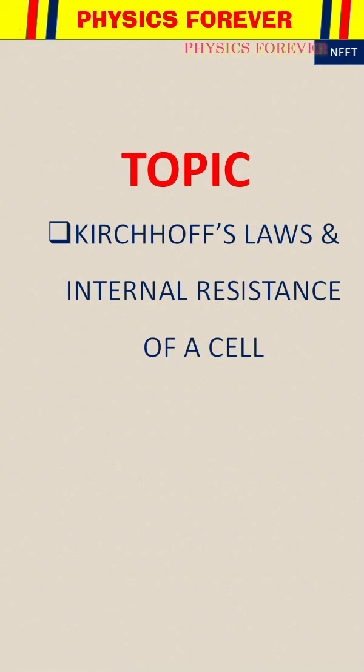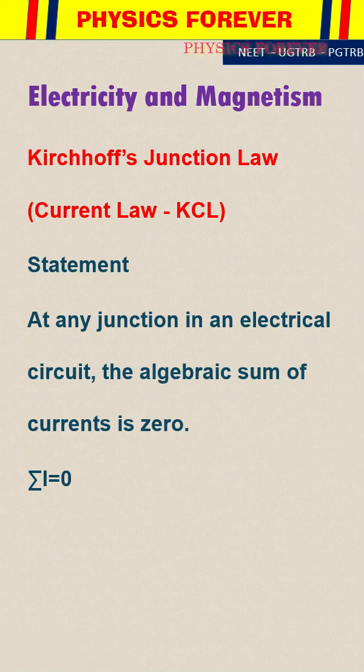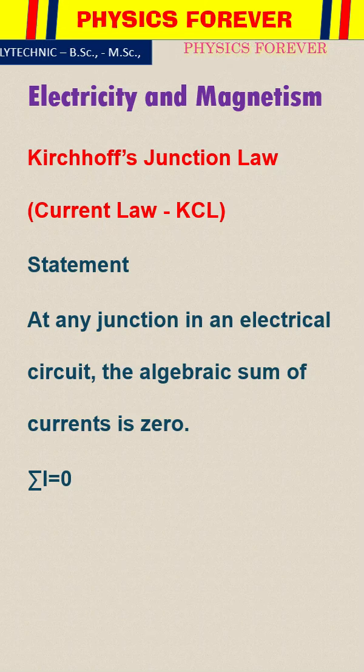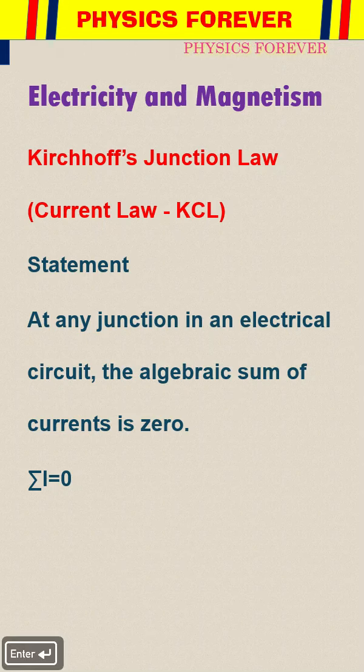இன்னைக்கு கிளாஸில் we discuss about two topics. One is Kirchhoff's law and another one is the internal resistance of a cell. Then how to define Kirchhoff's law. One is current law and another one is a voltage law. Then current law தான் நம்ம KCL சொல்லுவோம். Then how to define the algebraic sum of the current is 0, that is summation I is equal to 0.